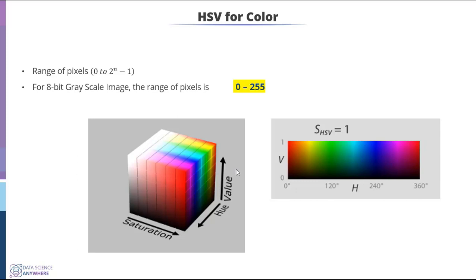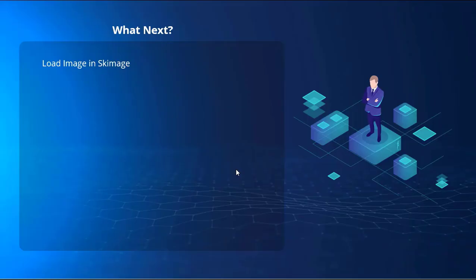So this is the meaning of the pixel. In the next lecture, we will see how to load an image in scikit-image, and we'll try to split the image into three parts: red, green, and blue. Based on that, we can understand how the pixels are created, and what the red matrix, green matrix, and blue matrix are.